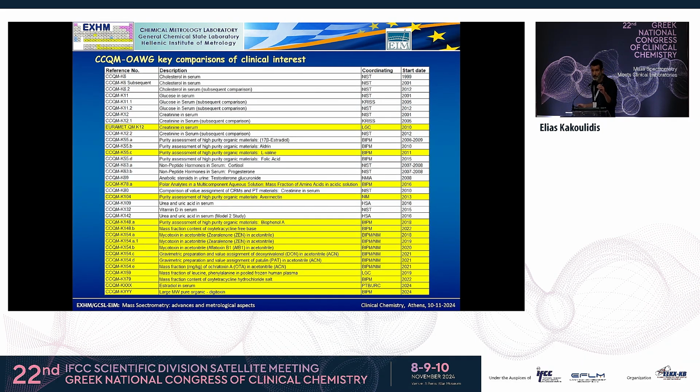So the organic analysis working group, since 1999, when it started its operation, has organized, I think, 35 comparisons of clinical interest. In the ones marked in yellow, we, as a laboratory, have participated.